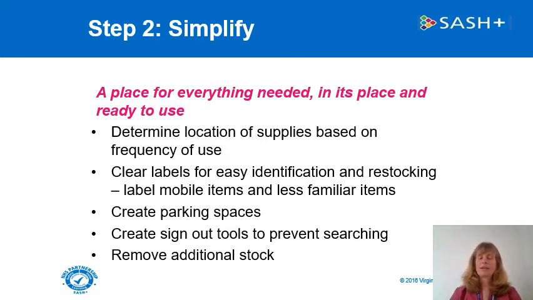Clear labels for easy identification and restocking, particularly label where things should be, but also so that if you've run out of something, you know where it should be restocked. So you can put a picture there or put a label clearly saying what should be there. So when somebody comes to restock the cupboard, they know where to put things.